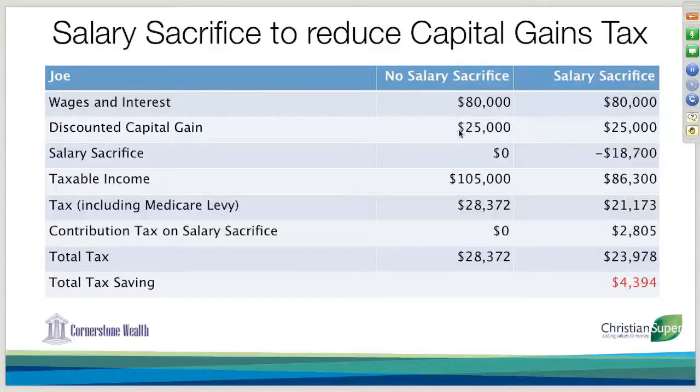Now, if we look at Joe, it's a bit different for him because he needs to use salary sacrifice to reduce his tax. We're effectively reducing his income by salary sacrificing, and therefore saving capital gains tax. The benefit here is reduced significantly, again because of the concessional contribution limits. If he doesn't salary sacrifice, his taxable income is $80,000. He adds to that the gain of $25,000. His total taxable income is $105,000. He pays tax of $28,372.